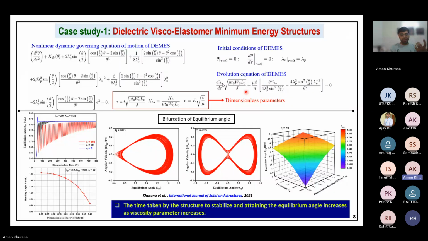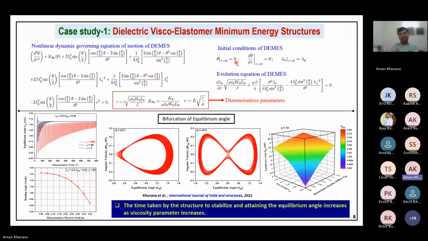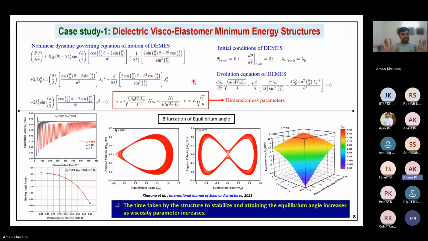And what is the initial condition? When the membrane is attached to the frame, theta is 0. Initially at time t equal to 0, theta is 0. Okay. So these are the initial conditions. Theta is 0, d theta by dt is 0. And lambda viscous is initially equal to the pre-stretch of the membrane, lambda p. So we have this analytical formulation with us.